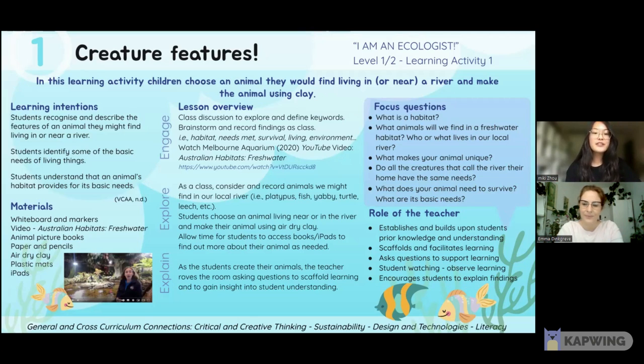Before starting our hands-on activity, we will encourage students to recall and consider any animals we might find in a local river or any they found before, which connects with their authentic experience. In the process of creating animals with clay, teachers will go around and ask some questions including what makes your animal unique? What does your animal need to survive? So we can facilitate their learning. As professionals, we should provide sufficient time and be patient to listen to children's explanations and thoughts as well.